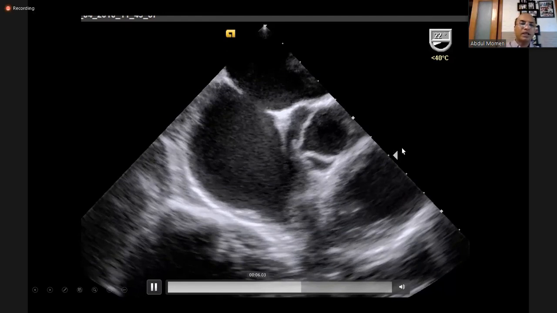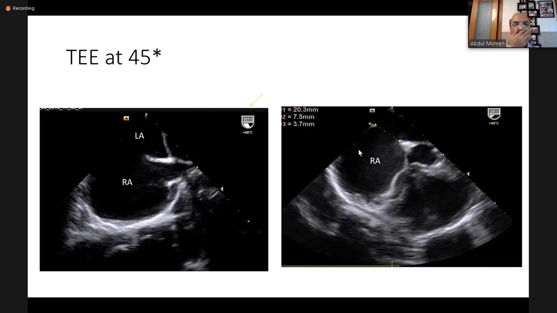At 90 to 120 degrees, we get the bicaval view. 90 to 120, or 110. This is the bicaval view. In the bicaval view we get the superior vena cava, inferior vena cava, the SVC rim and the IVC rim. Here is 90 degrees.